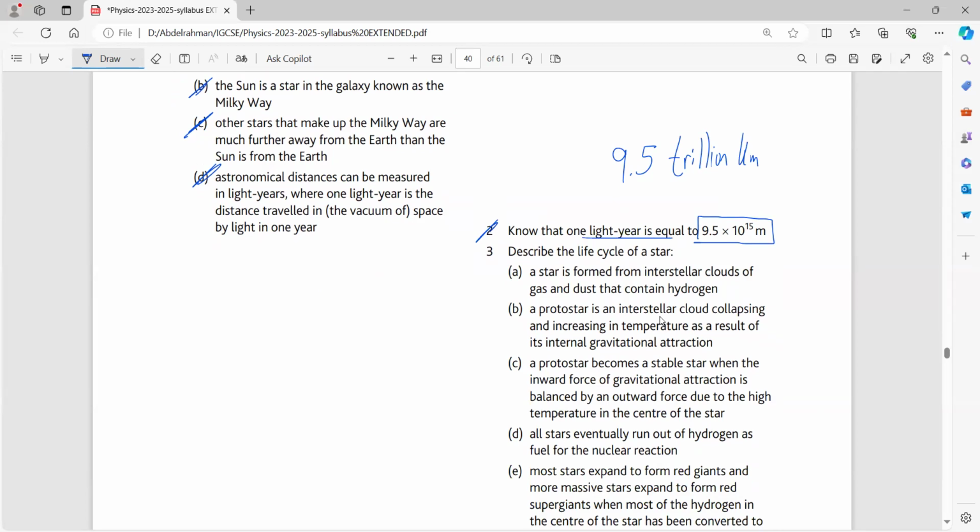We can calculate the light year. How can we calculate it? It's a distance. Distance equals speed times time. What's the speed of light? 3 times 10 to the power of 8, times the time in 1 year: 365 days times 24 hours times 60 minutes times 60 seconds. If you calculate this on your calculator, it would give you 9.5 times 10 to the power of 15 meters. Distance equals speed times time.